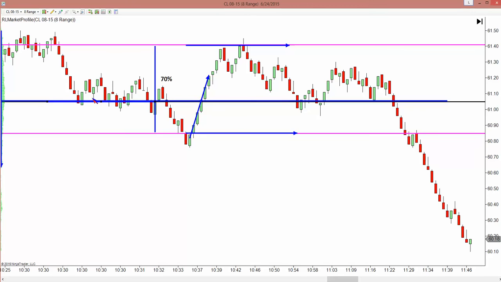You can see how price keeps challenging the point of control, but it just won't break it. Eventually, it does. But you can see how it acts as an area of support.